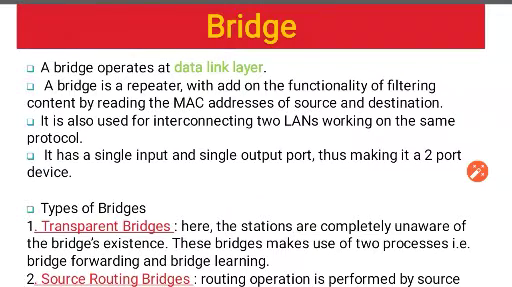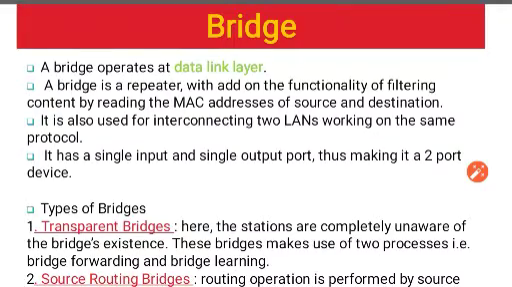It is again a repeater with add-on functionality of filtering content by reading the MAC addresses of source and destination, that is the physical address. It is also used for interconnecting two different LANs working on the same protocol. It has single input and single output, that's why it is called a two-port device. So any device which is called two-port has a single input and single output port.